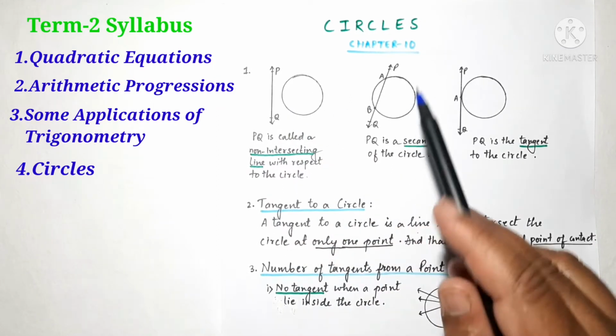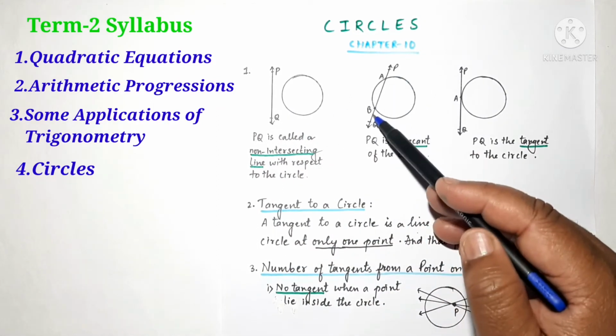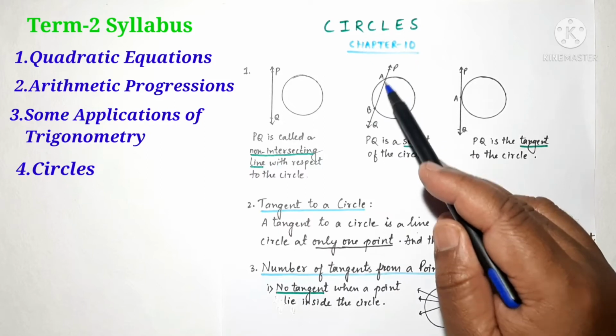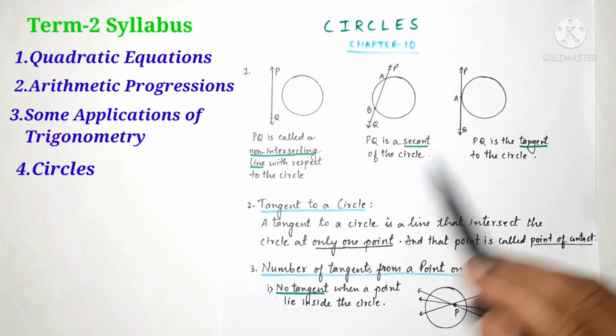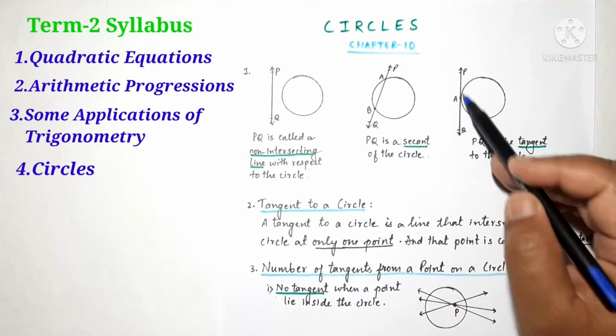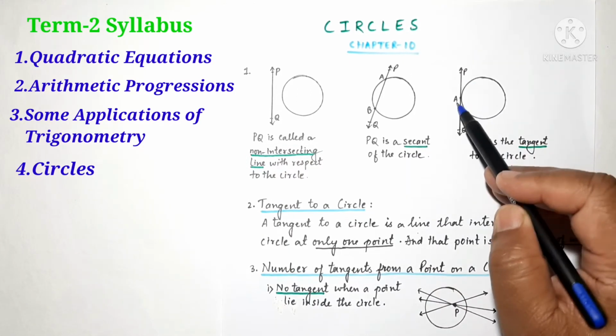In the second picture, this line PQ, it intersects the circle at 2 points A and B. So the name of this line is secant. In the third picture, line PQ touches the circle at 1 point.